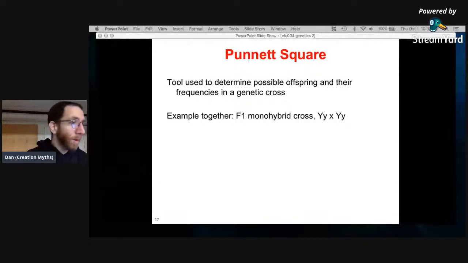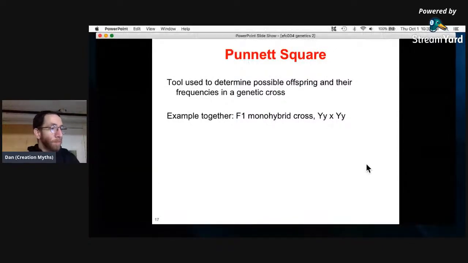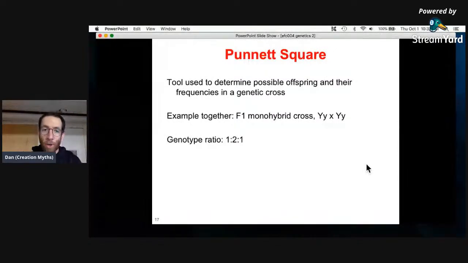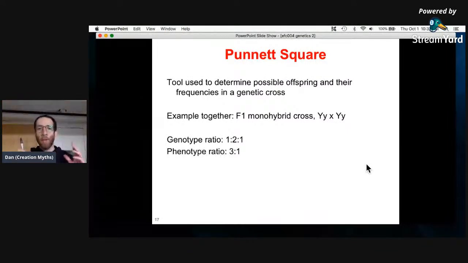Okay. So we did our Punnett Square. We saw a genotype ratio of 1 to 2 to 1. We saw a phenotype ratio of 3 to 1. That's 3 dominant, 1 recessive.